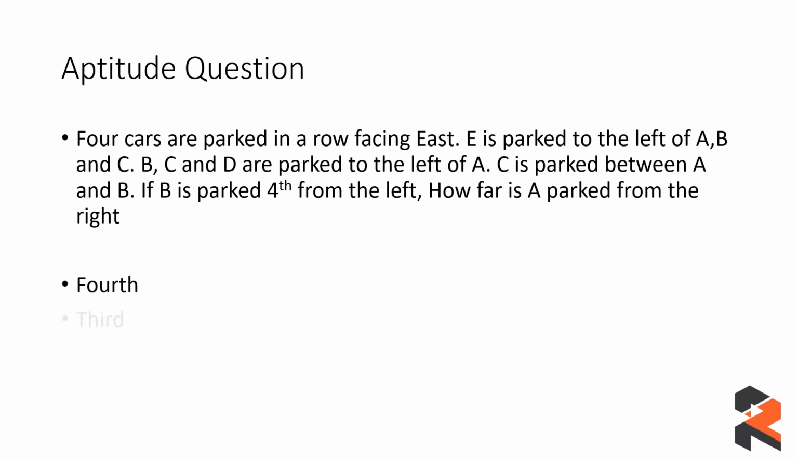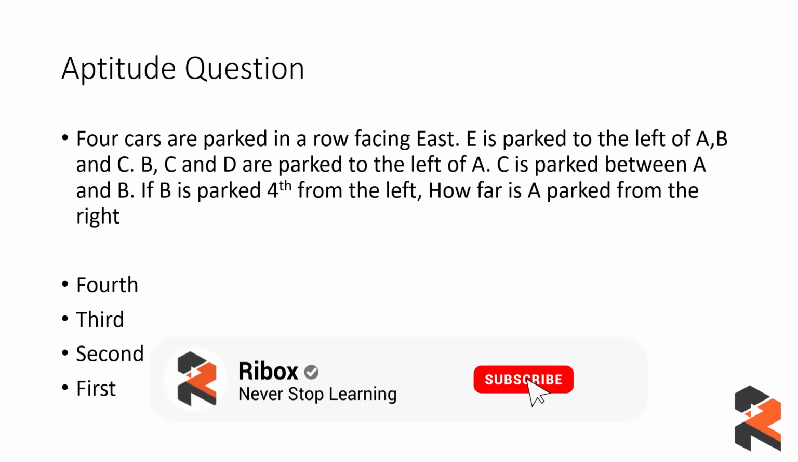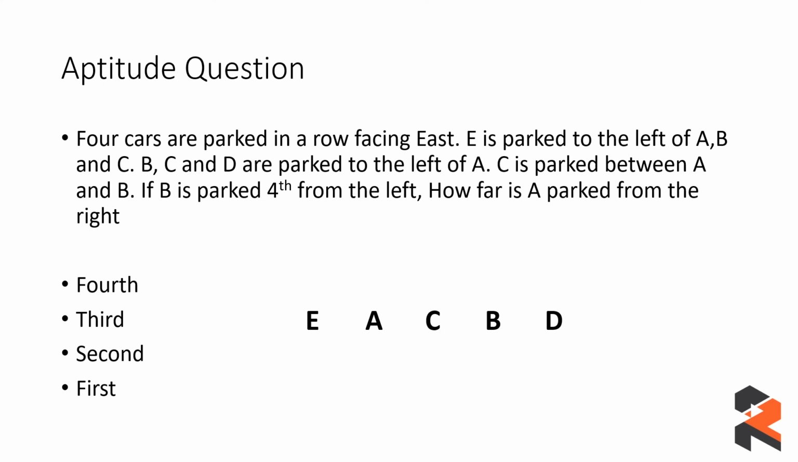So what are the options available to us? 4, 3, 2, 1, that's quite obvious. Now if you know how the cars are organized, you know the answer. So the cars are organized in this manner, wherein you can see that the car E is parked to the left of A, B and C. B, C and D are parked to the left of A. C is parked between A and B. And then the question says if B is parked fourth from the left.